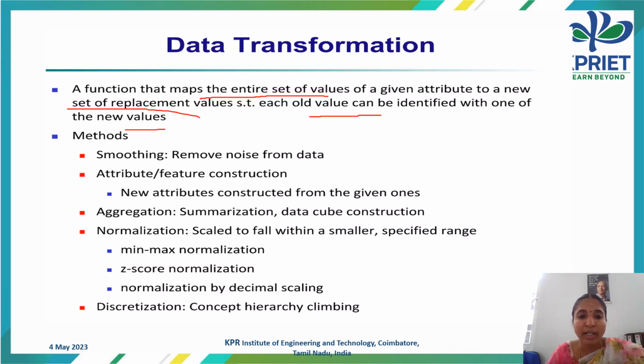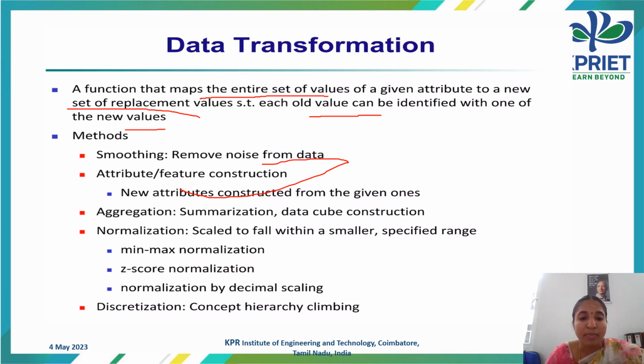One is a smoothing technique, that is removing the noise from the data. The next one is attribute or feature construction, that is new attributes are constructed from the given ones. And then aggregation, that is summarization or data cube construction. Normalization, where we scale values to fall within a smaller specified range. There are various normalization techniques like min-max normalization, z-score normalization, and normalization by decimal scaling.